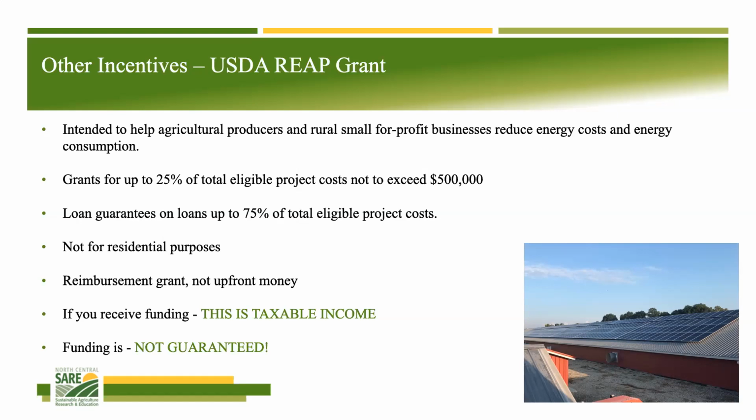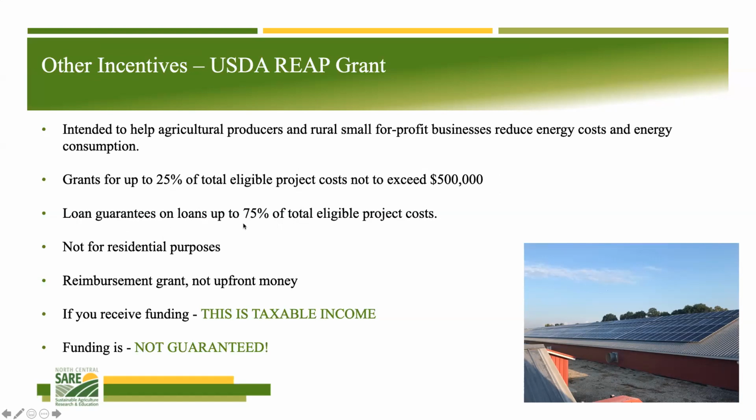But essentially, it's a 25% grant not to exceed $500,000, which for most projects that we're looking at on farms is not a problem. It also has a loan guarantee portion that could cover an additional 75% of the project. You can use the two together. You could have a grant and then also use a loan guarantee for part of the project.